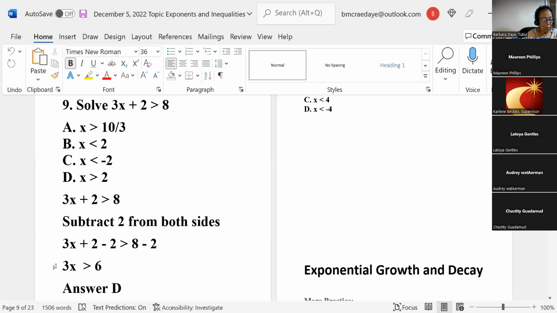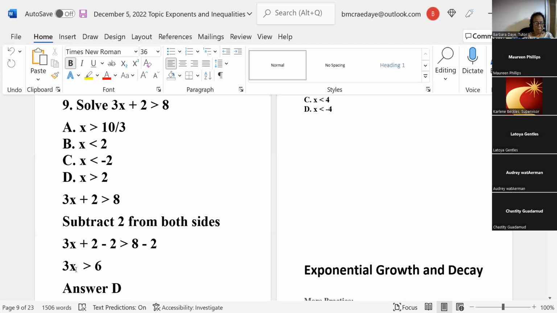What numbers, Audrey? What does x have to be so that when you multiply 3 times it, you get a number greater than 6? Chastity, you said 2. Yeah, that's right. It's got to be greater than 2. It could be 3, could be 4, but it has to be greater than 2. What choice has greater than 2? D, x greater than 2. Making sense, Audrey? I think so.